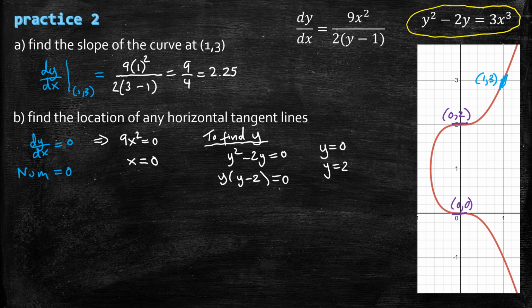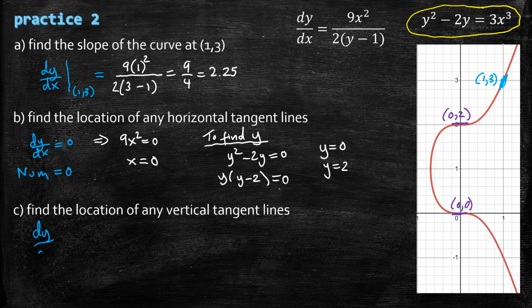What else can we do with this magic formula? We can find the location of any vertical tangent lines. That will happen when dy by dx is undefined, which will only happen when the denominator equals 0. So we set the denominator equal to 0. That's 2y minus 1 equals 0, and that's when y equals 1. So when y equals 1, it seems like we have a vertical tangent line.